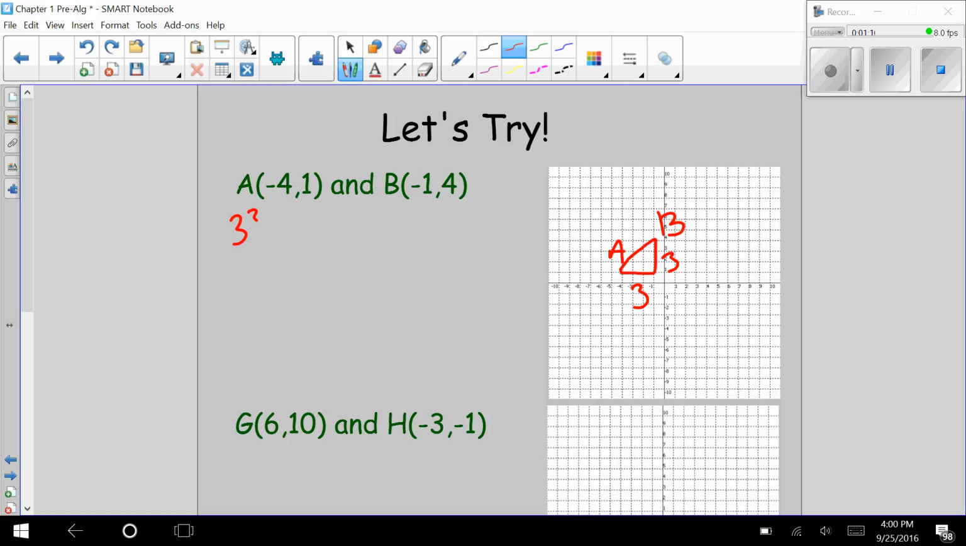So now I plug into the Pythagorean theorem. I do 3 squared plus 3 squared equals c squared. 3 squared is 9, so I have 9 plus 9 equals c squared. 9 plus 9 is 18 equals c squared. And then I square root. The length of c, or my distance, is 4.24. That problem is done.